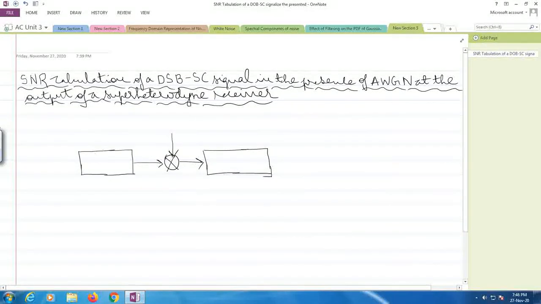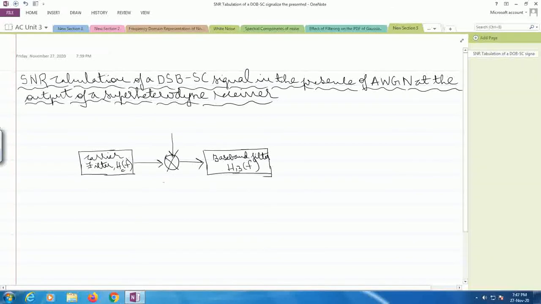Alright, so let me just write it down. This is the carrier filter and the corresponding transfer function is Hc of f, and this is the baseband filter and the corresponding transfer function is Hb of f.